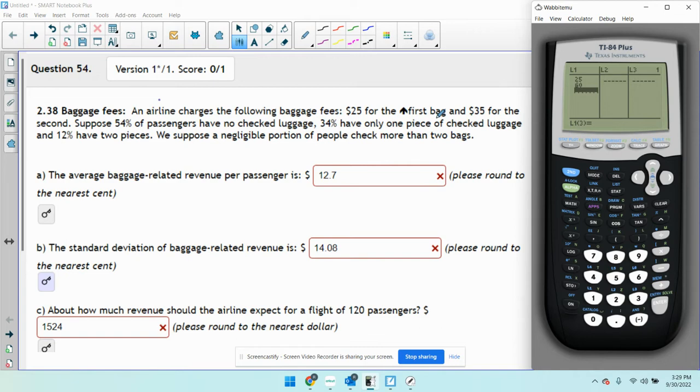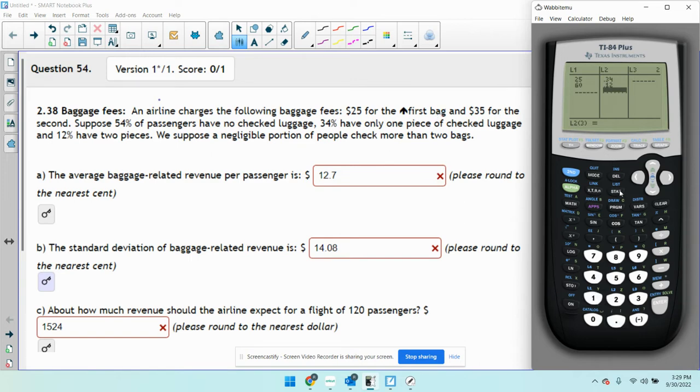Okay. So what percentage of the people are paying $25? Well, that's the people who have one checked bag. So that's 34%. So I'm going to plug in 0.34. And the people who have two checked bags is 12% or 0.12.